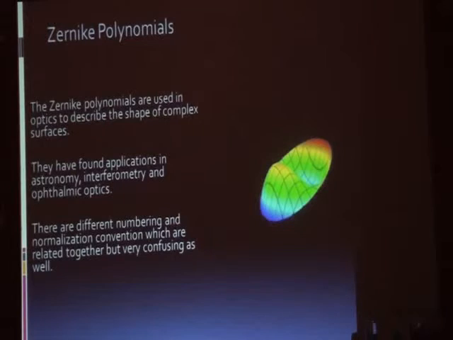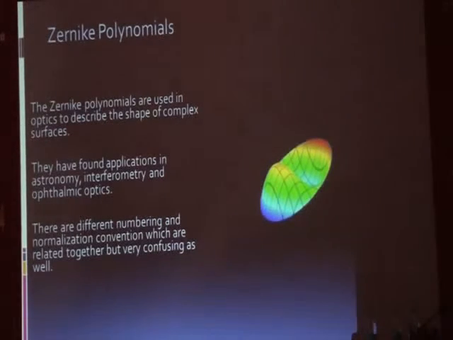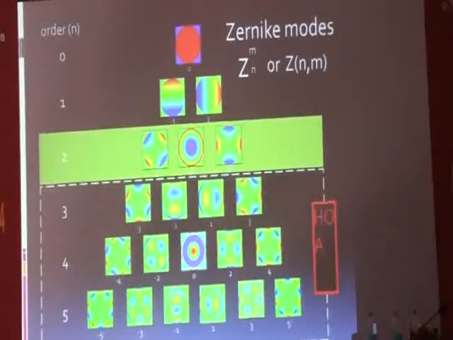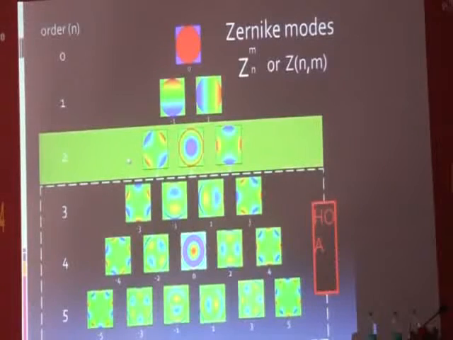The Zernike polynomials are nothing but mathematical expressions which convert these aberrations into multiple images, what we call Zernike polynomials and Zernike modes, and they are used in the form of a pyramid. Here I have shown only 6 orders, from 0 to 5, about 21 of them, but you can increase this to n number of orders.